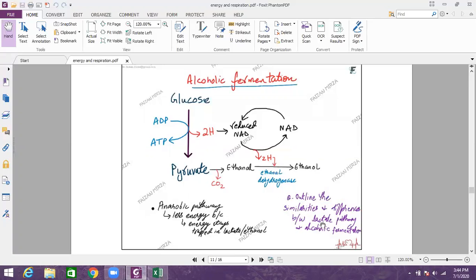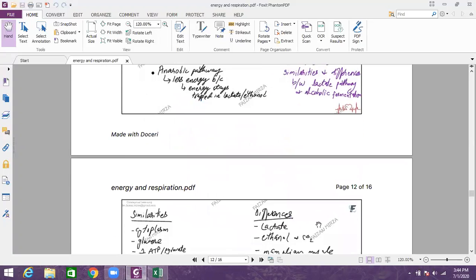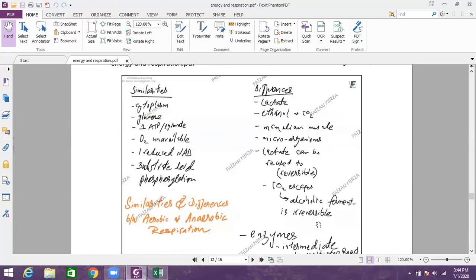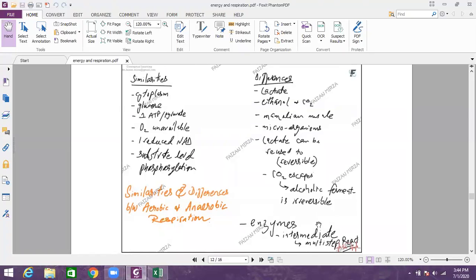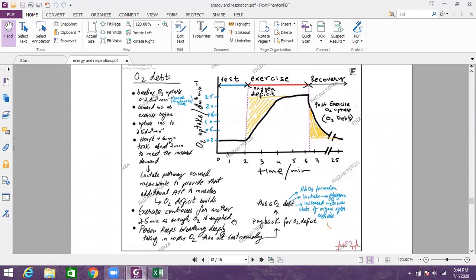Outline the similarities and differences between lactate pathway and alcoholic fermentation. You can go through the points that I have listed here, similarities and differences. These are very straightforward points, and you can just scroll through them. If there's any confusion, you can ask me. I don't think there will be any problem here because I have mentioned them in bullets only, so that it's easy for you to remember.